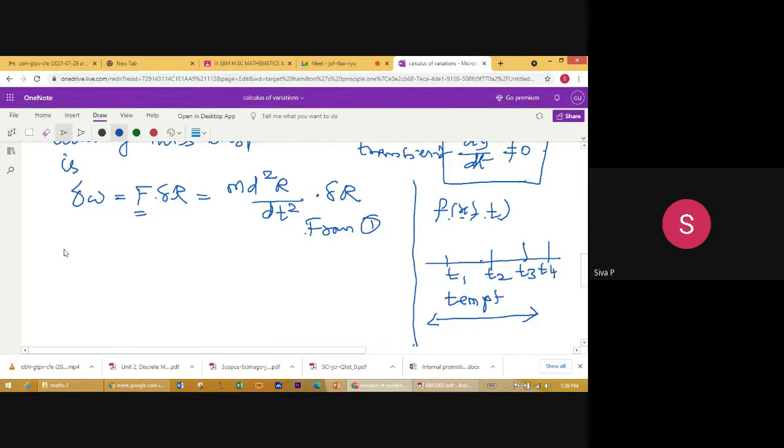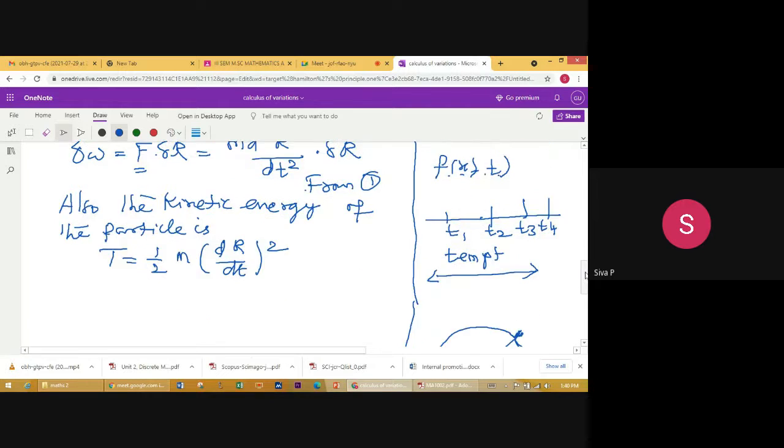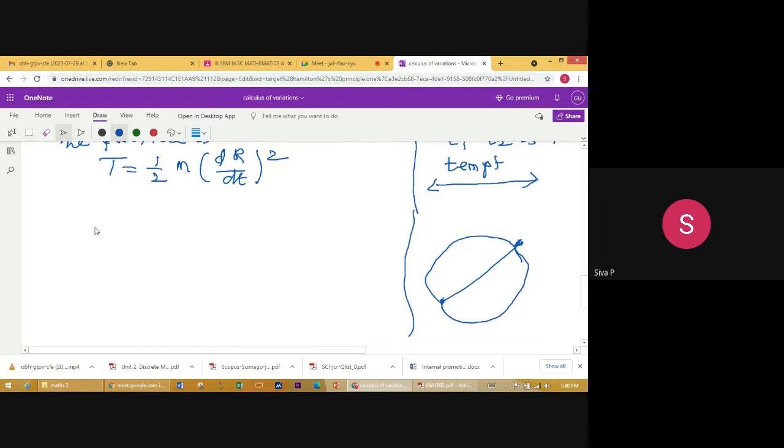Also, the kinetic energy of the particle is T equal to half M dr by dt whole square.